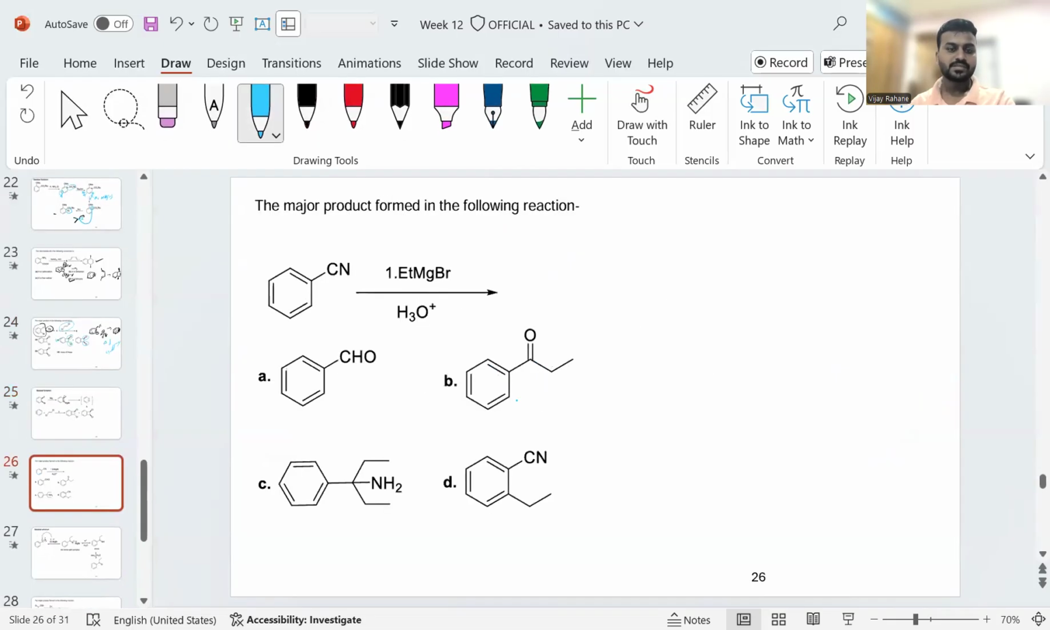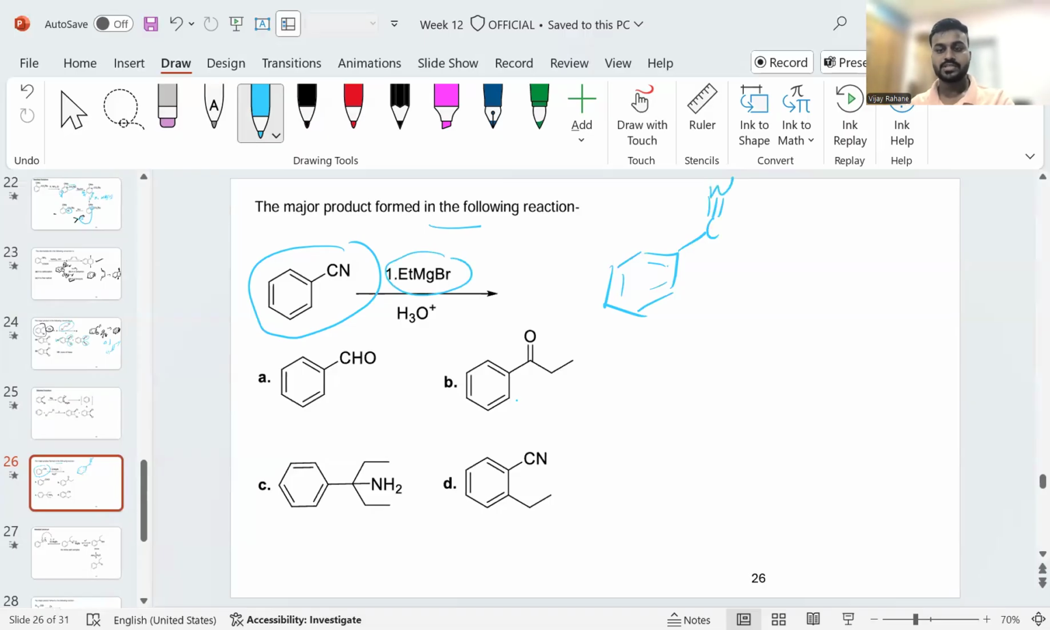The next question is: what is the major product formed in the following reaction? If you look at the starting material, which has the cyanide group, if I just draw the full structure of this RC triple bond N, so this is the C which has the 1, 2, 3 bonds to the N, and ethyl magnesium bromide, which has this negatively charged carbon.